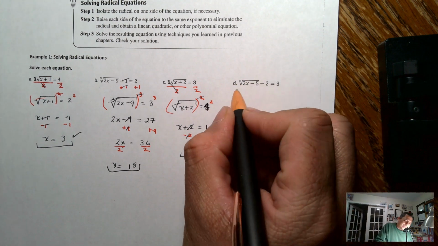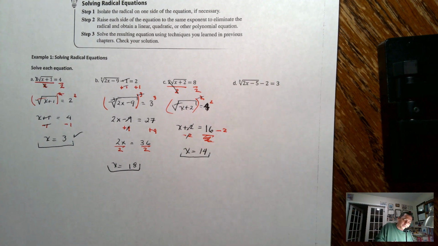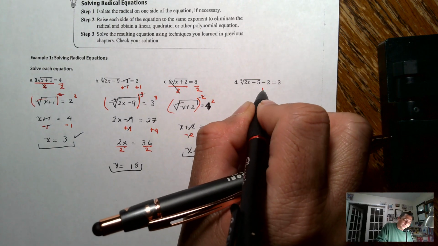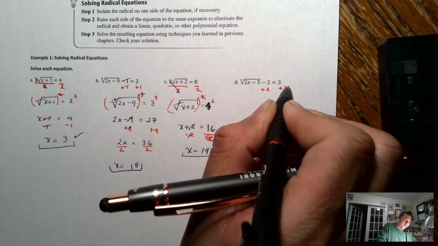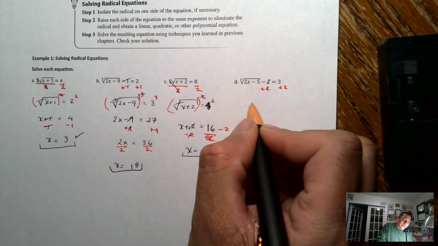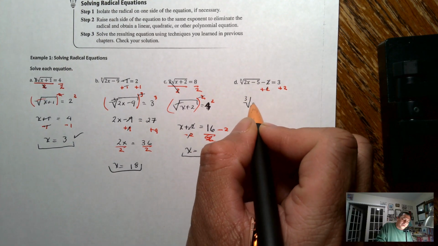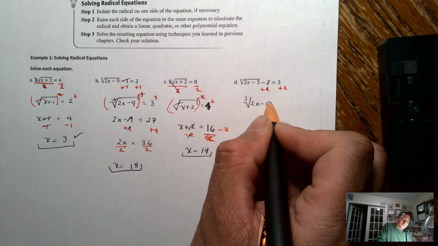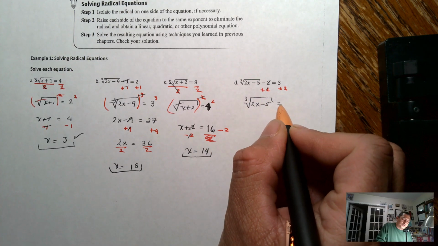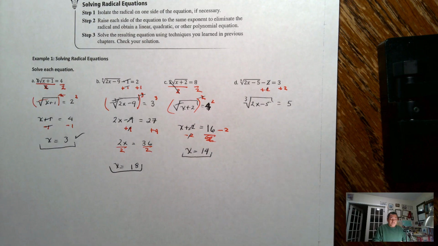Now, problem D. So I have this minus 2. I'm going to get rid of this minus 2. So plus 2, plus 2. So these 2 cancel out. So cube root of 2x minus 5 equals 5.